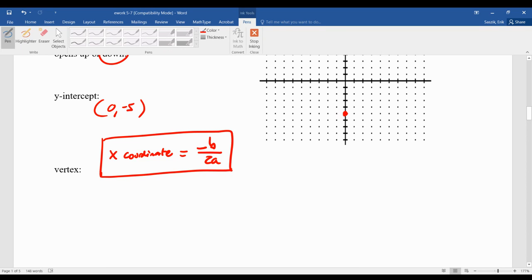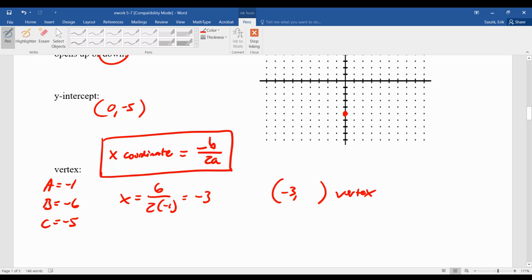X-coordinate of your vertex. Remember, the vertex is two things. It's an x comma y. We'll talk about y in a moment. So for this one, we would write down our a. Remember, our a was -1, our b was -6, and our c was -5. So the x value of the vertex would be opposite of b over 2 times a, and that comes out to 6 over -2, which is just -3.